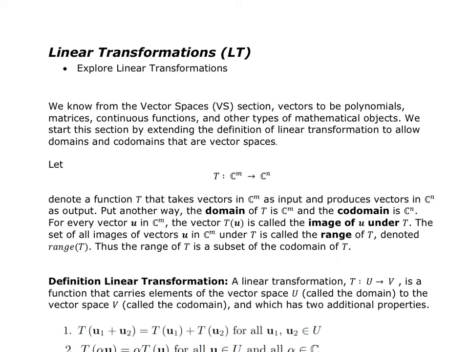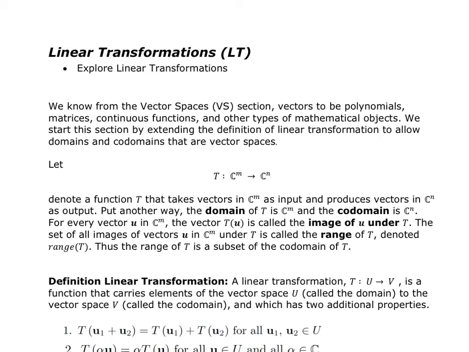In this video, we're going to go through linear transformations, and this will be a long video. There are 14 slides, so just bear with me. So we know from our vector spaces sections that vectors are polynomials or matrices or continuous functions or other types of mathematical objects. In this, we are now going to extend that definition into linear transformations, and we're going to talk about domains and codomains.